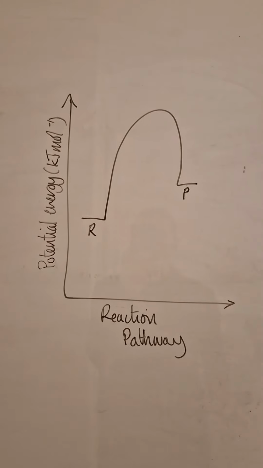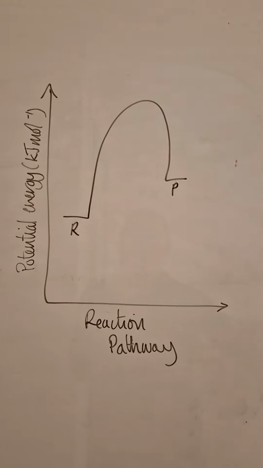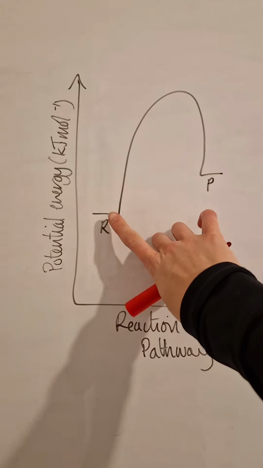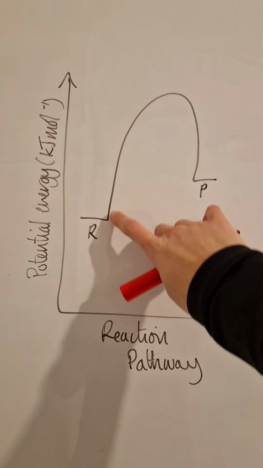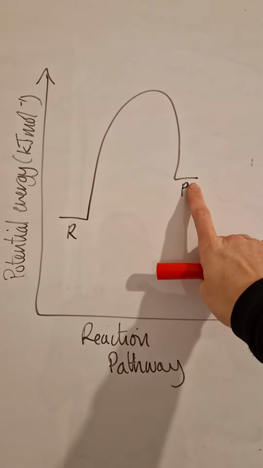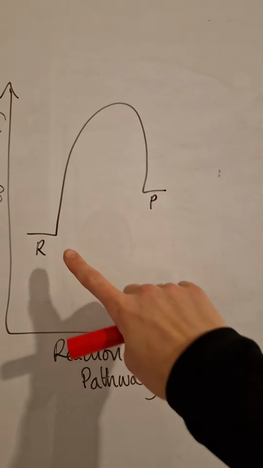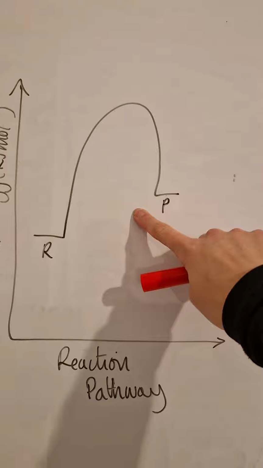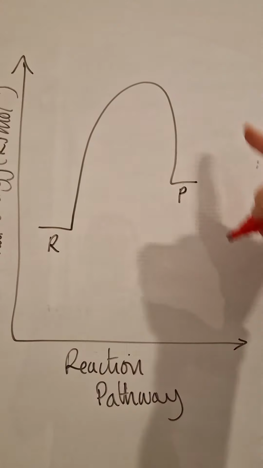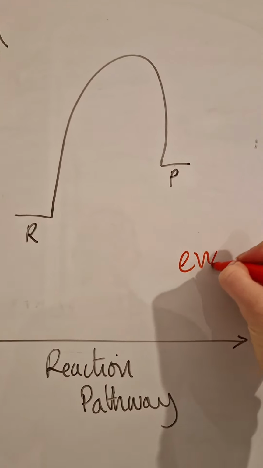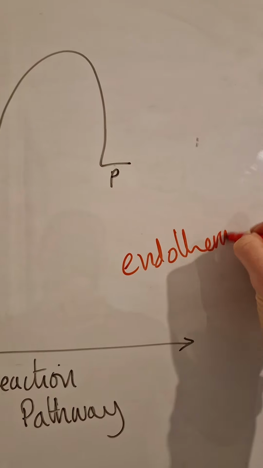If we look at this one here, another example of approaching the cash machine. We get to the cash machine, our bank balance is here. We then press some buttons, and by the time we leave the cash machine, our bank balance has gone up to here. Our bank balance is increased, which means the energy has gone into the reaction. So that is an endothermic reaction.